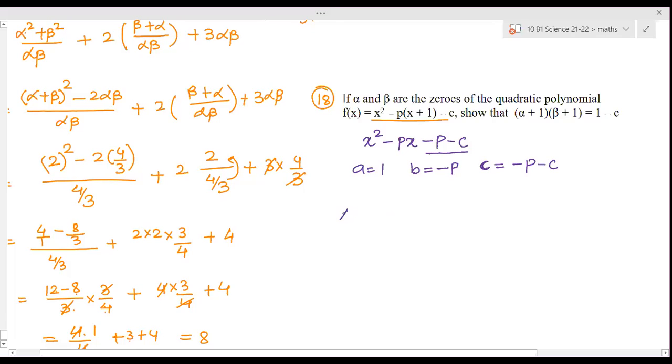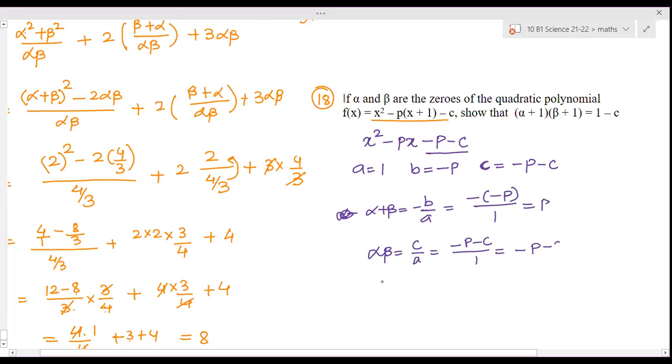Now alpha plus beta is minus b by a, that is minus of minus p by 1, that is plus p. And alpha beta is equal to c by a. So c is minus p minus c, by 1, so minus p minus c.